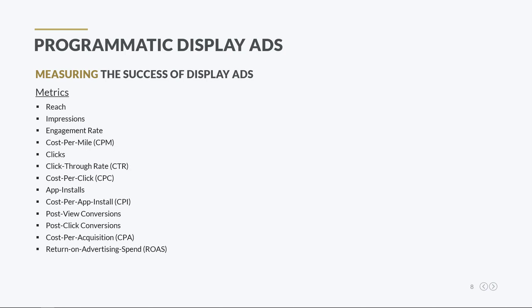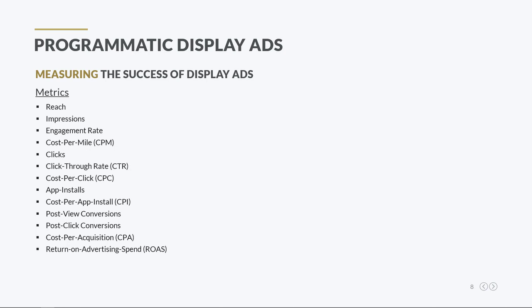Clicks is the number of times a display advert was clicked, sending traffic to a landing page. Click-through rate is a ratio showing how often people who see a display advert end up clicking it. Cost per click is the cost an advertiser pays every time his or her advert gets clicked. An app install occurs when a user clicks on a banner advert, and then installs the advertised mobile app. Cost per app install is the cost of getting a user to install the advertised app.